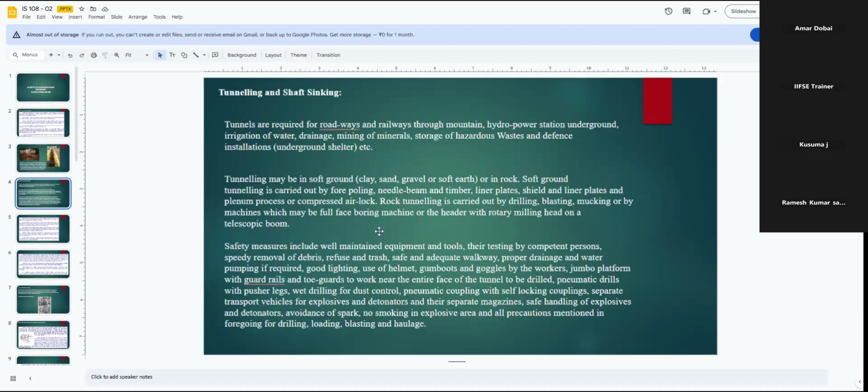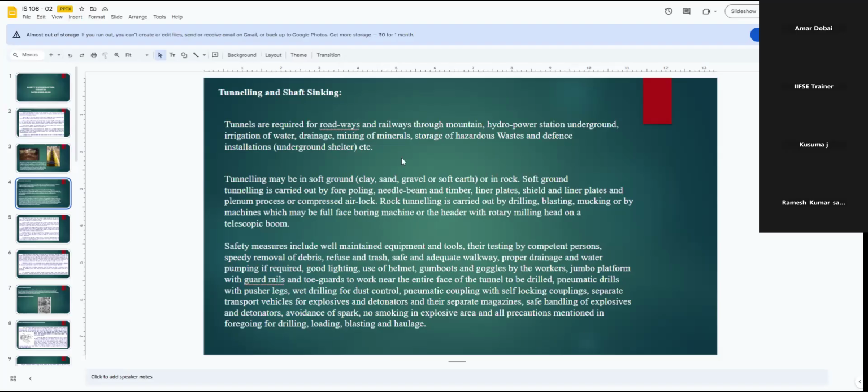Then tunneling and shafting. As we know, we use tunnels for making roads or connections which go through heavy hills or mountains. Tunnels are required for roadways and railways through the mountains, and also for underground hydropower stations. For hydropower stations we also use tunneling: through these tunnels, the water is routed to the turbines. At the height, the turbine is rotated by the water pressure, and then it can generate a power supply.